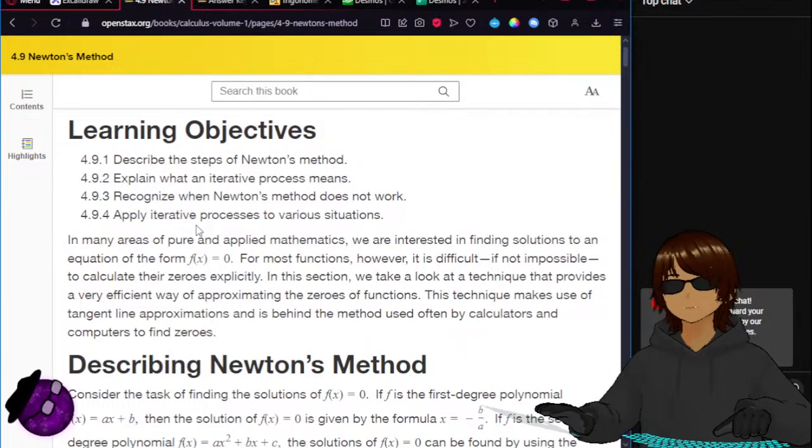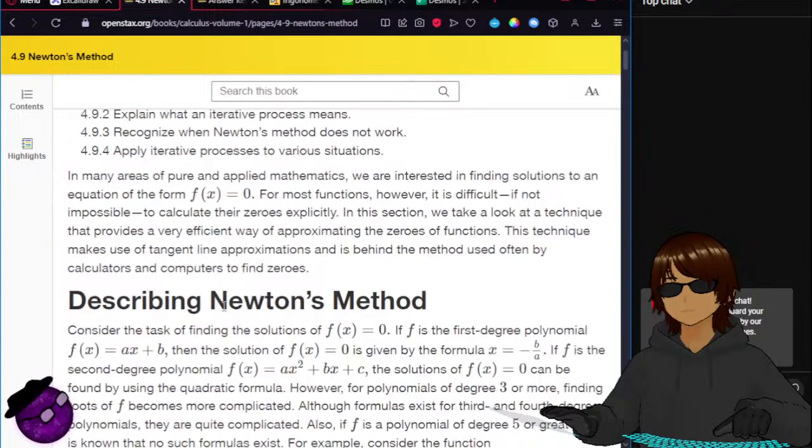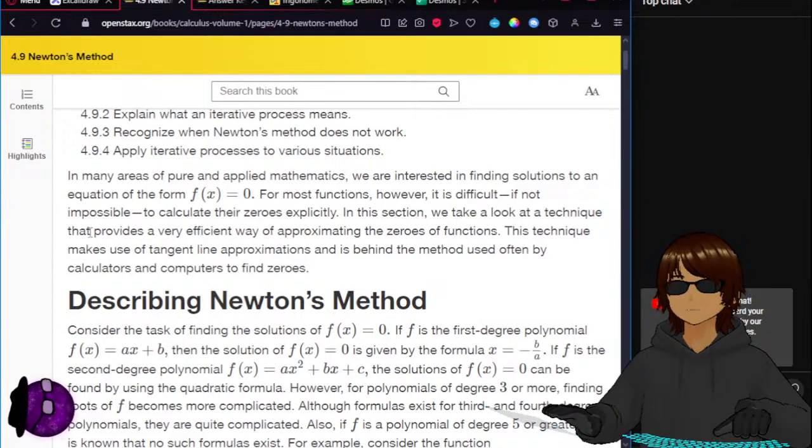In many areas of pure and applied mathematics, we are interested in finding solutions to an equation of the form f(x) = 0. For most functions, however, it is difficult, if not impossible, to calculate their zeros explicitly. In this section, we take a look at a technique that provides a very efficient way of approximating the zeros of functions. This technique makes use of the tangent line approximation and is behind the method used often by calculators and computers to find zeros.